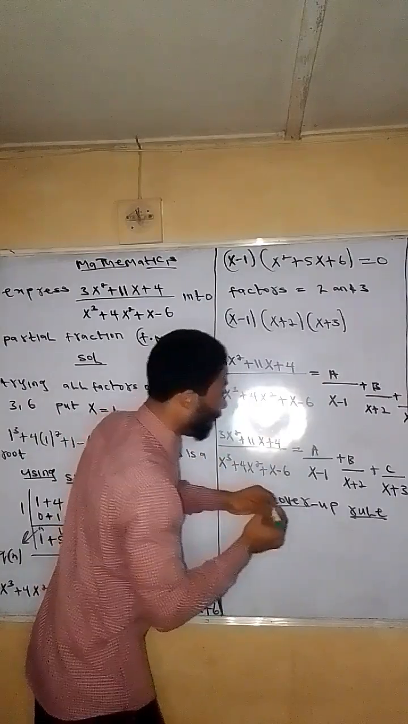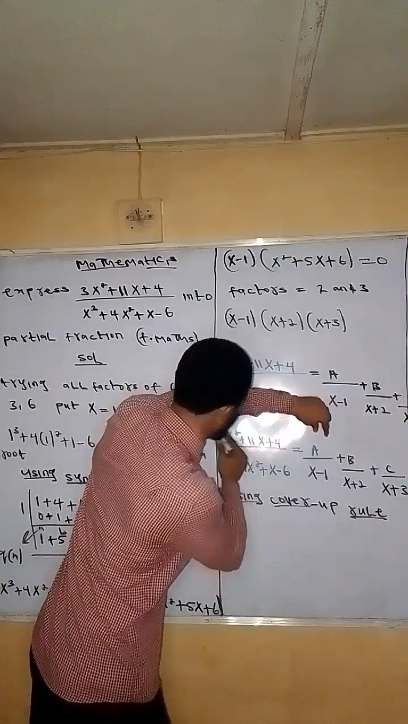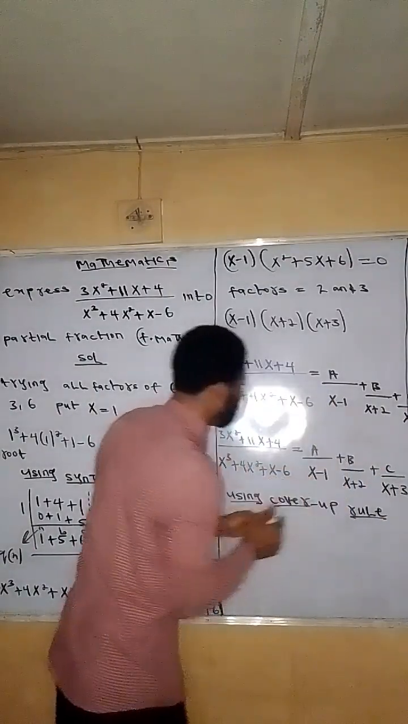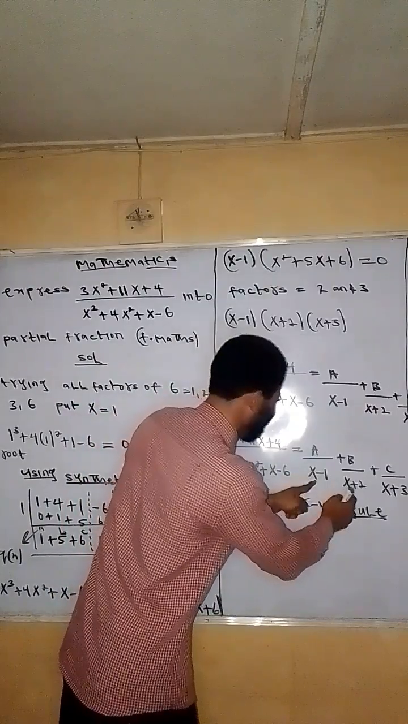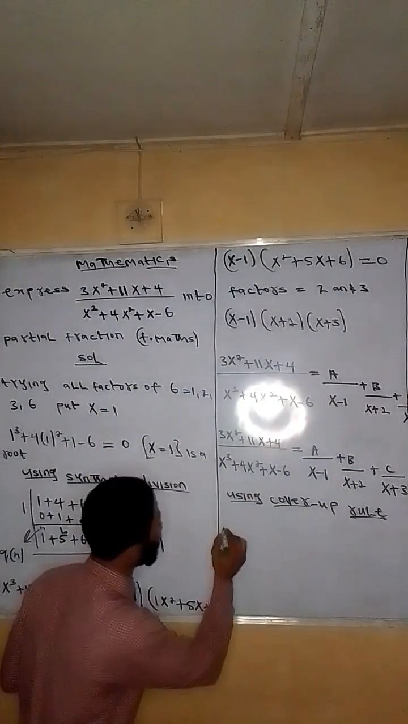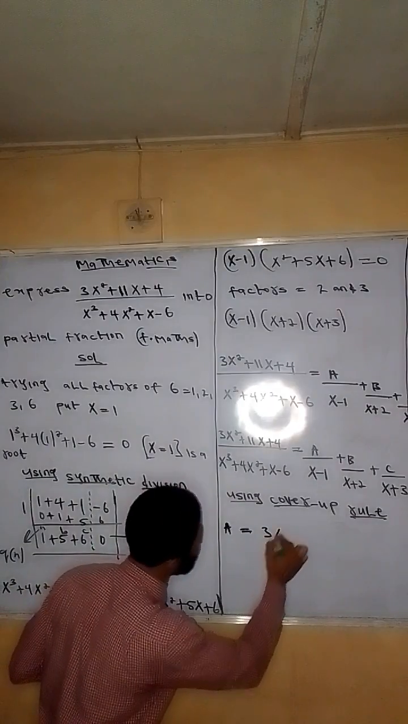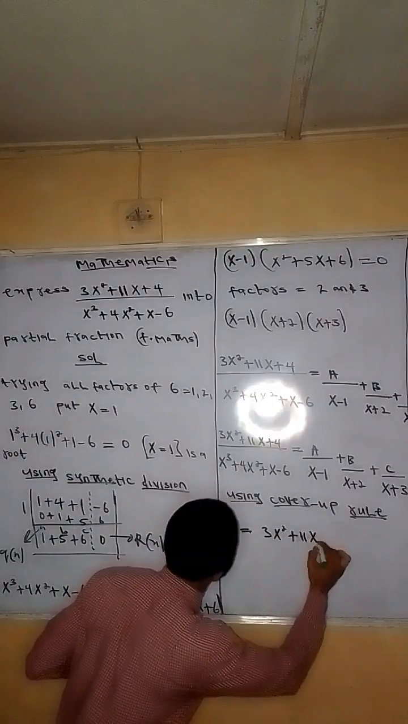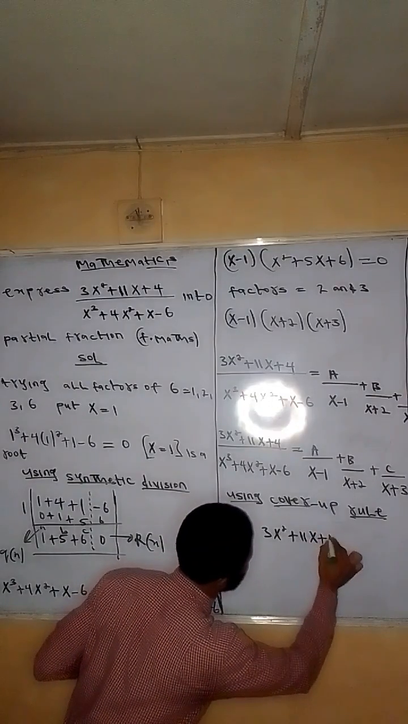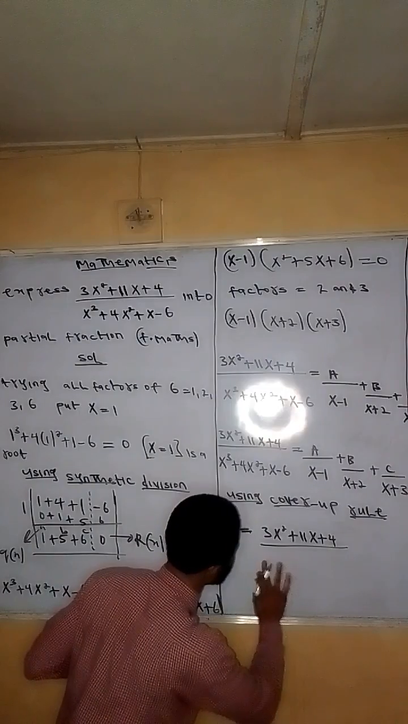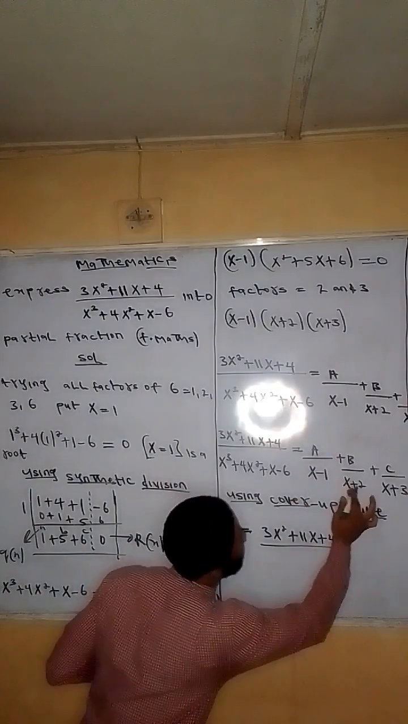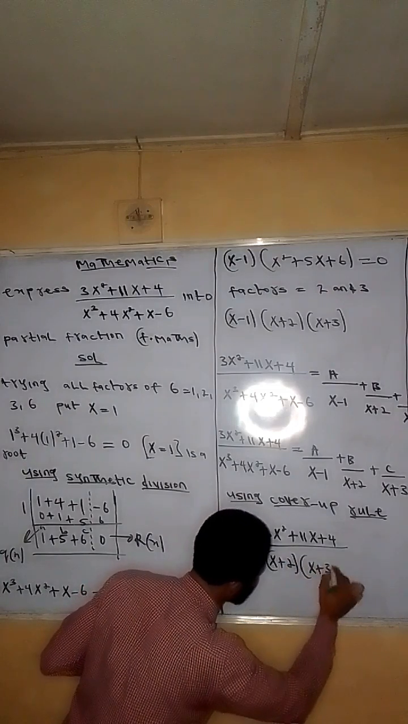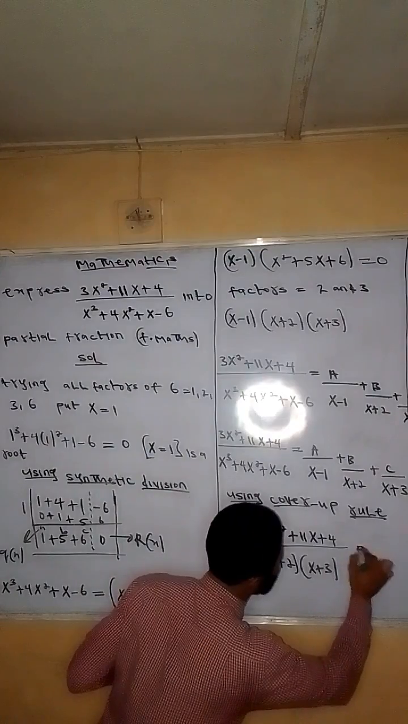For me to get b, I will still do the same thing. To get b, it becomes the numerator divided by this factor and this factor. To get c, all I need to do is this numerator divided by this and this. So that is what we are going to do. To get a will be the numerator 3s squared plus 11s plus 4 all over s plus 2 into s plus 3.